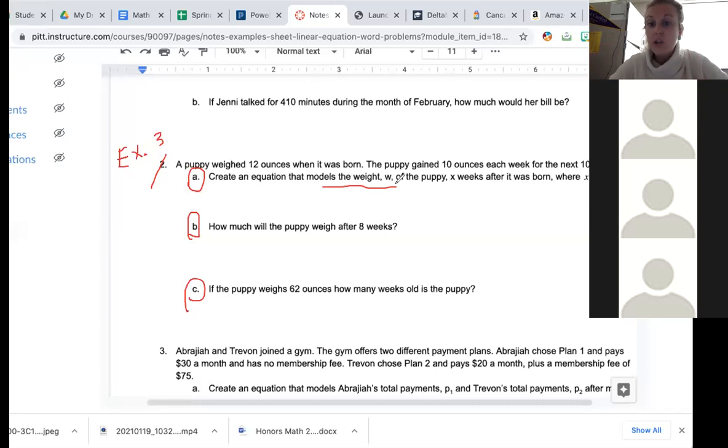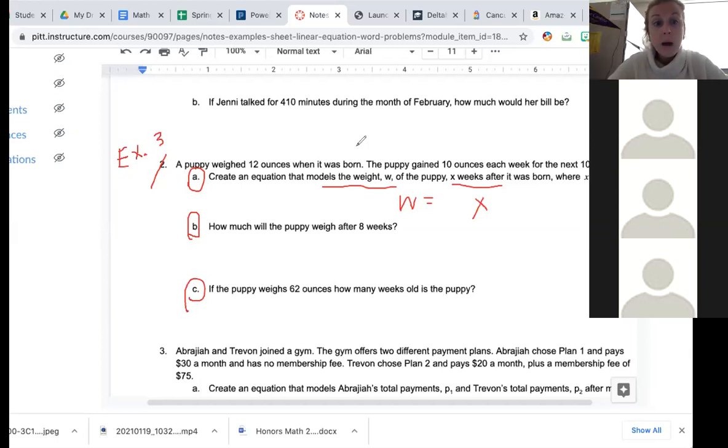So what is my equation going to start off by saying? W. W equals, very good job, girls. It says of the puppy, X weeks after it's born. So what variable goes on the right-hand side? X. X. So I don't want you to worry about this yet. I want us to move on to step 2, and I think you'll see why they put this there. So step 1, we read the question, we set up part of the equation. Step 2 is to go get your info from the problem.